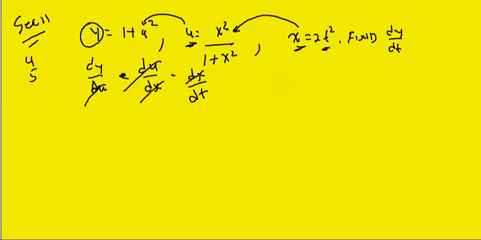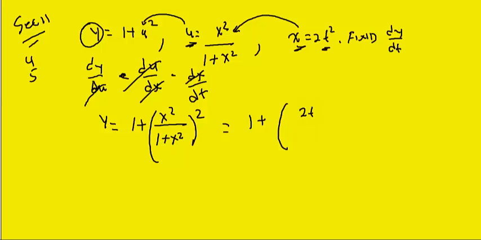First way, plug in. Okay, so if y is equal to u squared over 1 plus u squared, then that's going to be x squared squared over 1 plus x squared squared. Right? Are we good? Okay. Now I got to change all the x's into t's. So this now becomes 2t squared squared, all that over 1 plus 2t squared squared, and all that is squared.